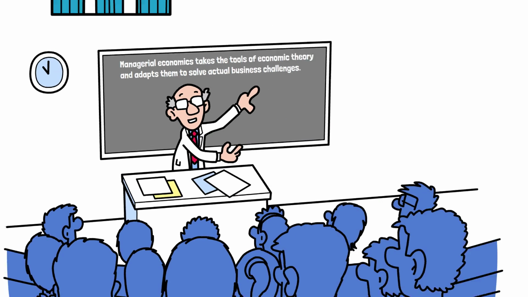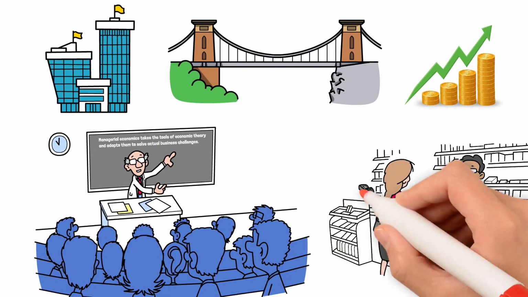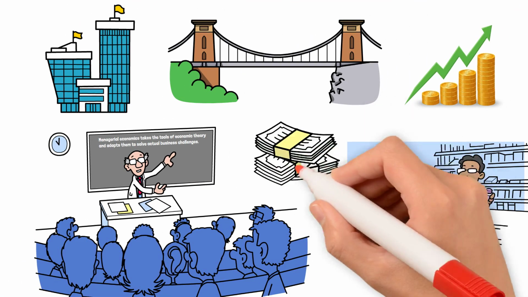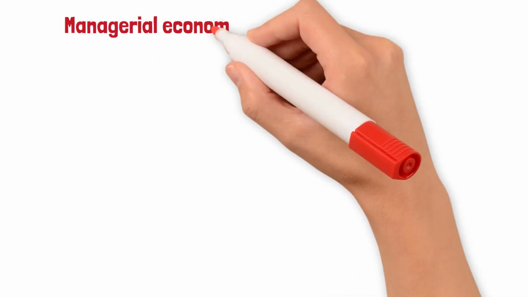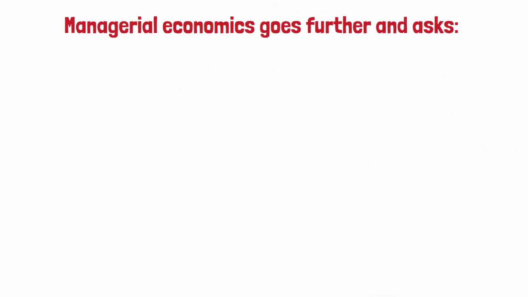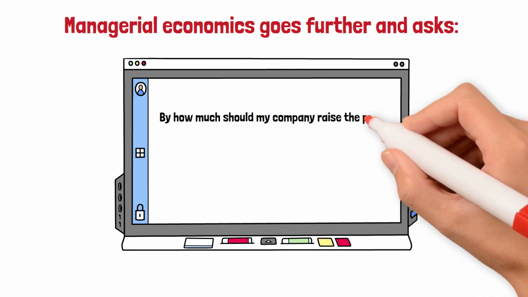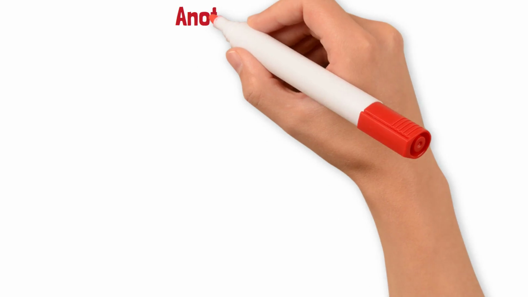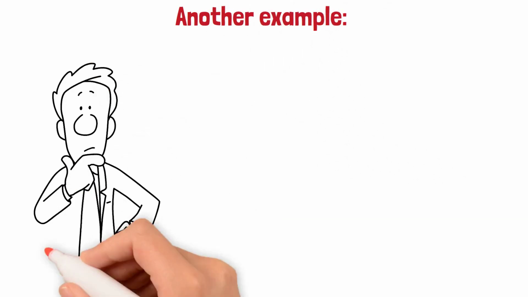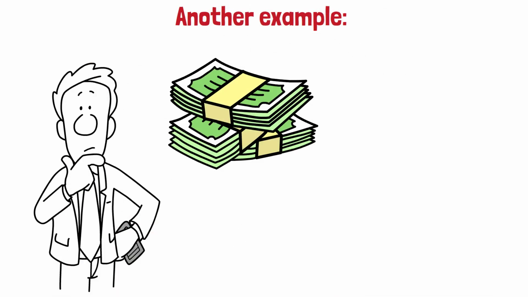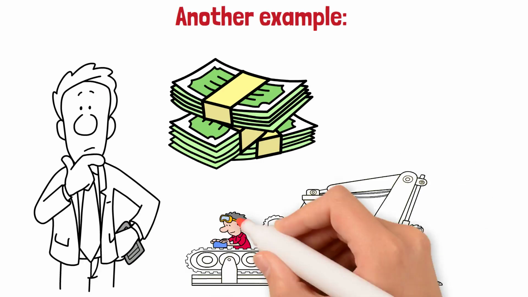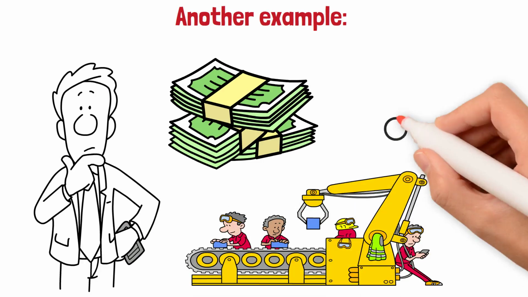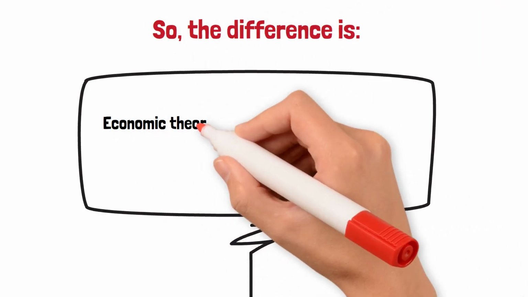For example, economic theory tells us that when demand rises, prices also rise. Managerial economics goes further and asks, by how much should my company raise the price? Will customers still buy? Will competitors react? Another example, economic theory explains the concept of cost minimization. Managerial economics uses this to decide, should we outsource production? Should we adopt automation? So the difference is, economic theory is general and theoretical.